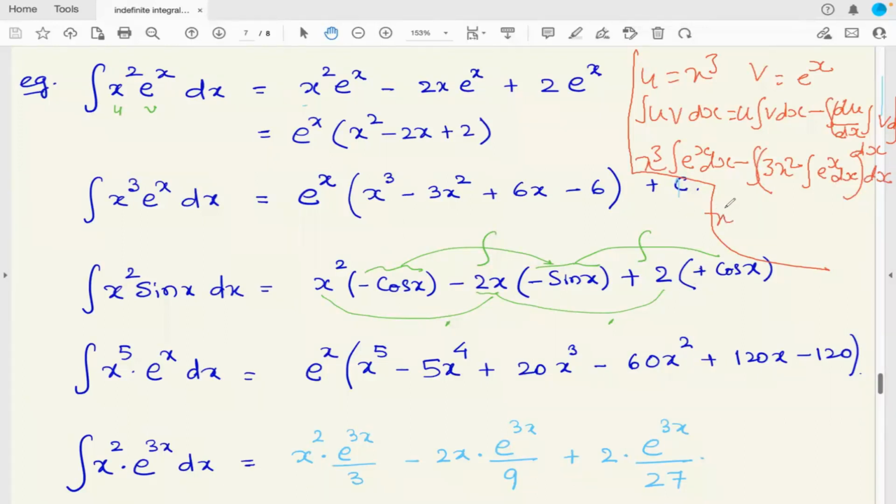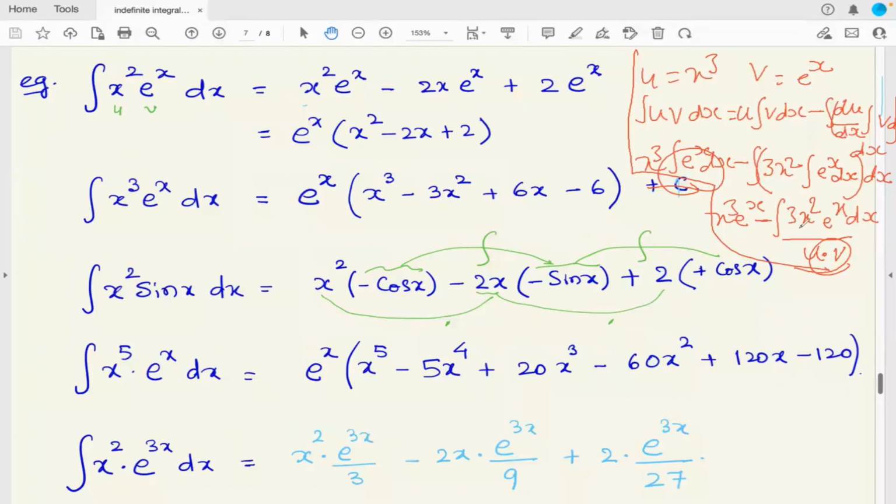So what I get is x cube e to the power x, this part, and then when we integrate e to the power x here, 3x square e to the power x. Now if you look here, it again comes into the form of u times v, some product function, right? So again, we apply by parts here.